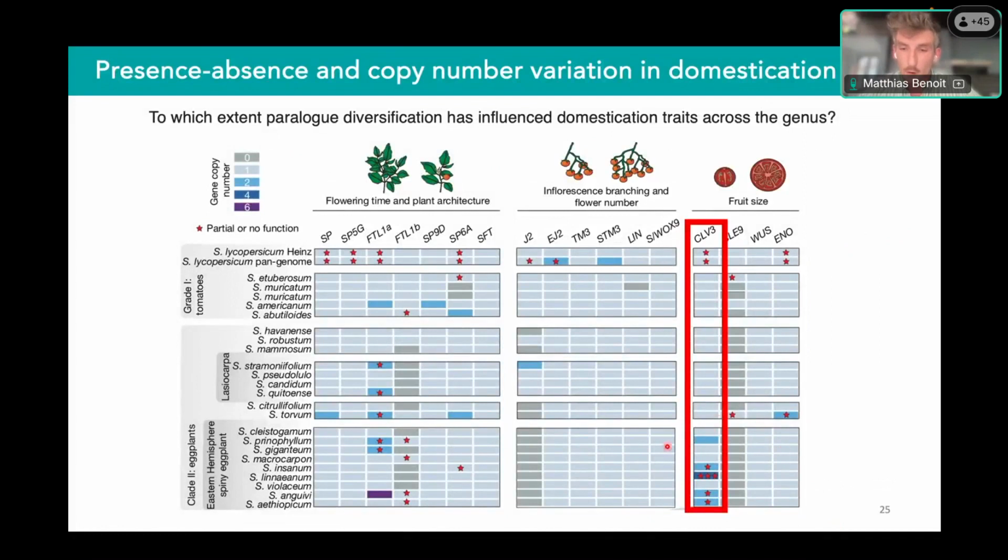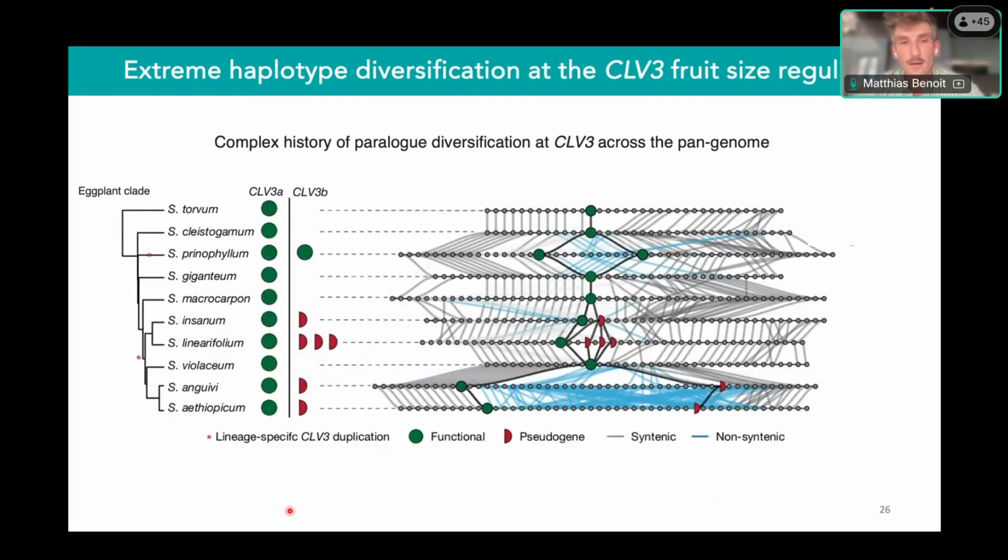So by zooming in on the important copy number variation and mutations, we detected clavata3 in a subset of our pan-genome. We basically found that there is a complex history of paralogue diversification at clavata3. So here you have a selection of the different species we targeted, and here I show the complexity of the haplotypes we detected in each of the species. The clavata3 gene here is in green.